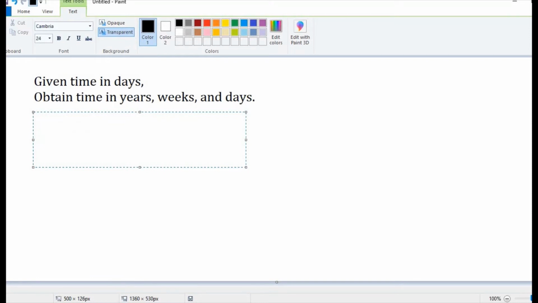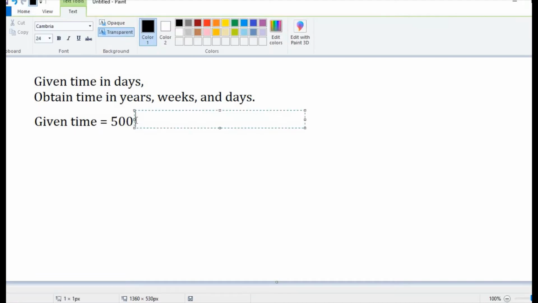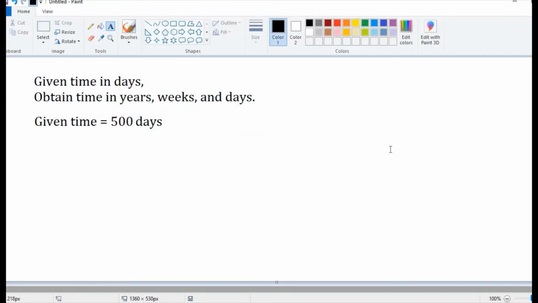And let's say given time, so I'm going to take this same example. So let's say given time is 500, and here I'm going to talk about the logic. And like I always say, you can come up with your own logic, and I will talk about the logic here, and then we will move on to the programming part. We will create a code and everything. So let's say given time is 500 days. Okay, now what we want is we want to convert 500 days to years, weeks and days.